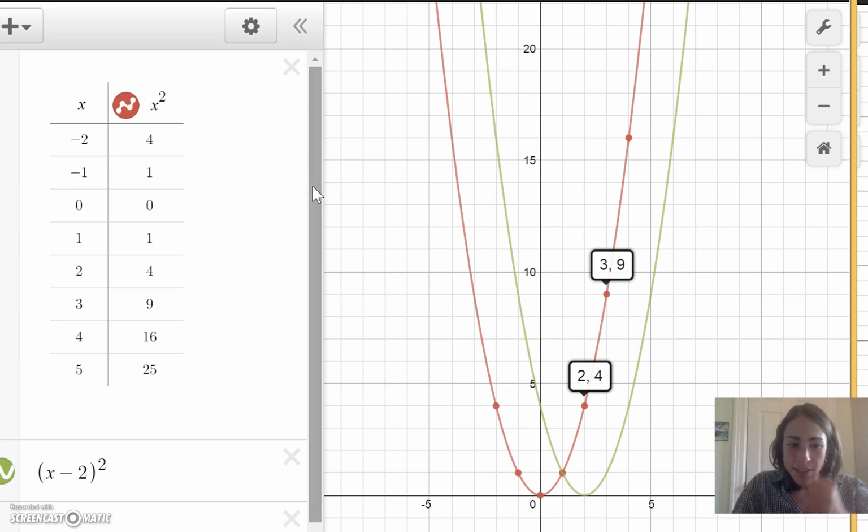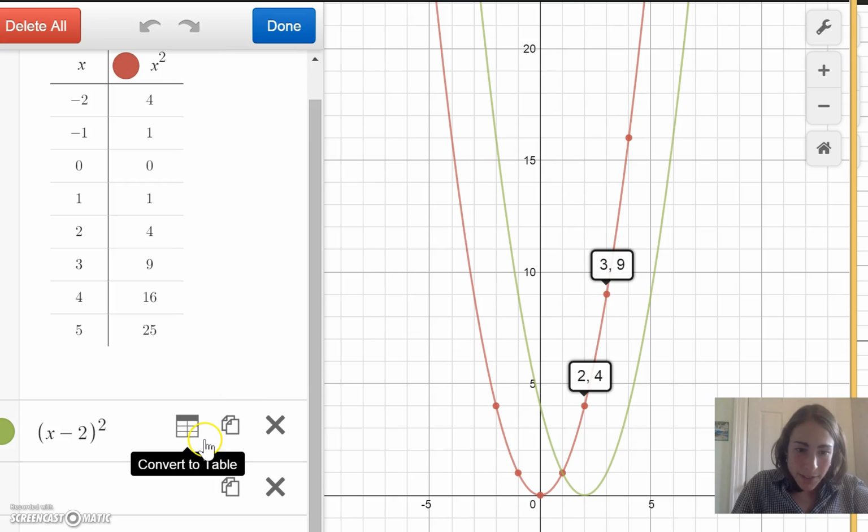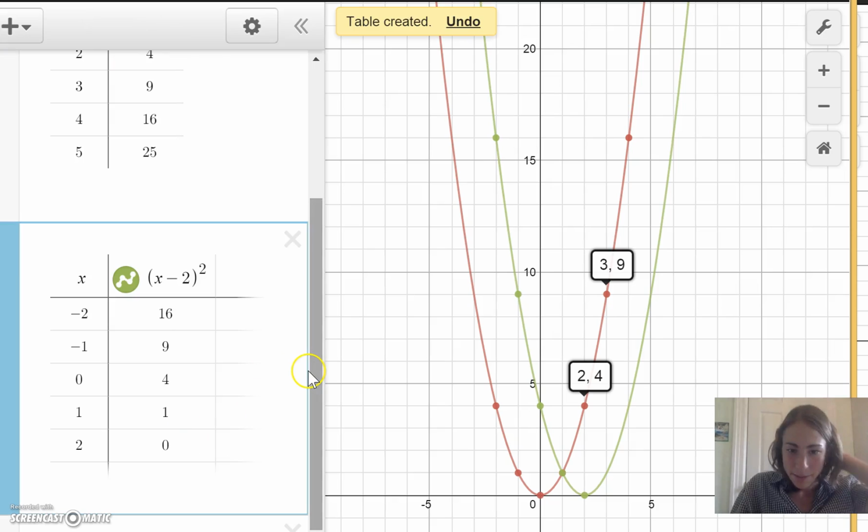Okay, first let's just look at the graph of x squared, which is this red graph, and the graph of x minus 2 squared, which is this green graph. I think it's useful to look at the tables for these graphs. One thing you'll notice is that the green graph is definitely a shift to the right by 2 units of the red graph.